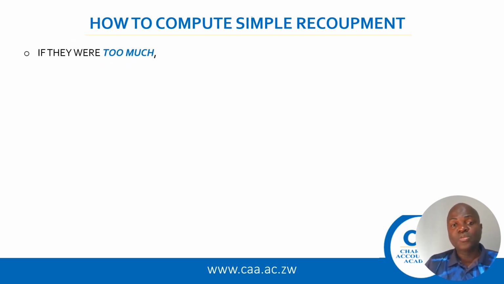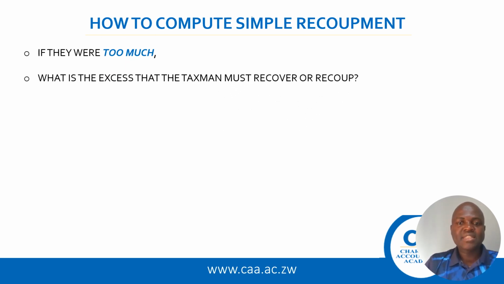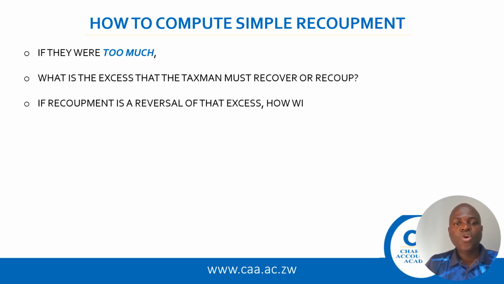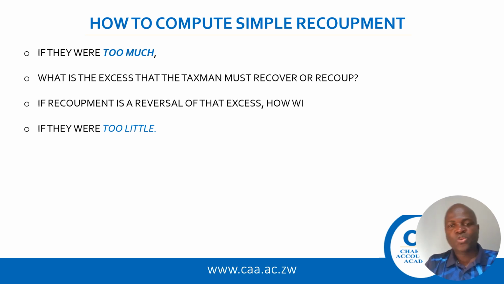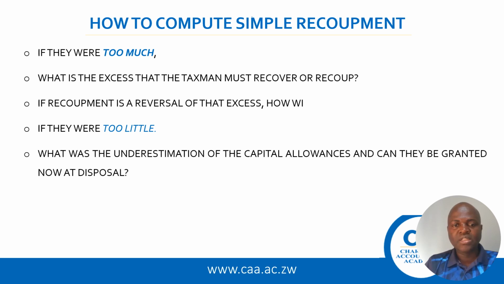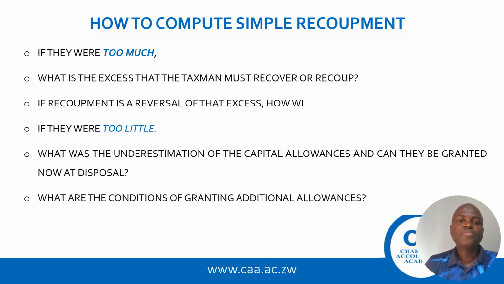Were the allowances too much? Yes. That's our story about 28 to 15. And what is the excess? 13. So if the recoupment is a reversal of the excesses, how will we recover? Put it back into gross income. So recoupment is a gross income story. Were they too little? So let's look at a case where they were too little.